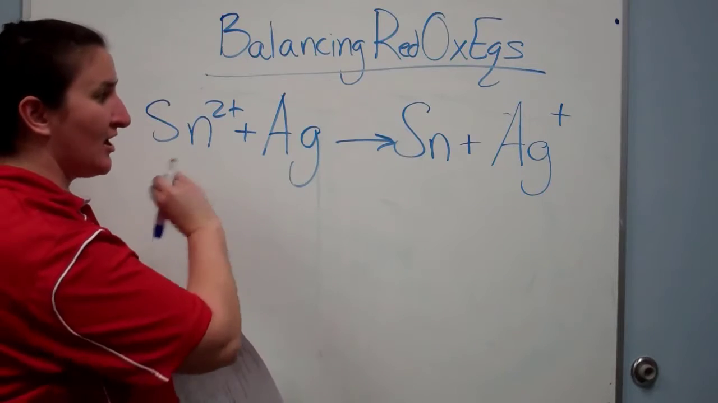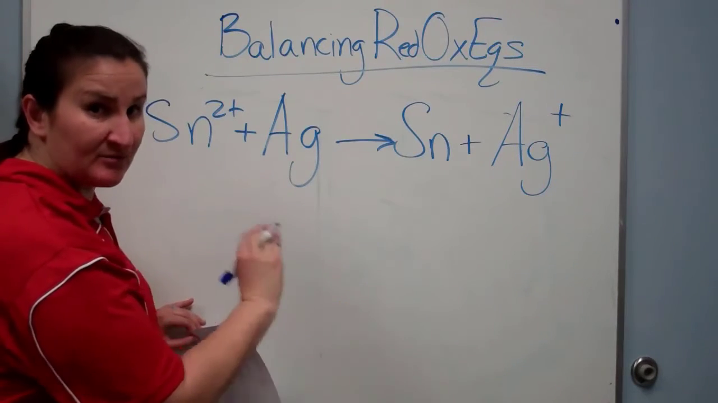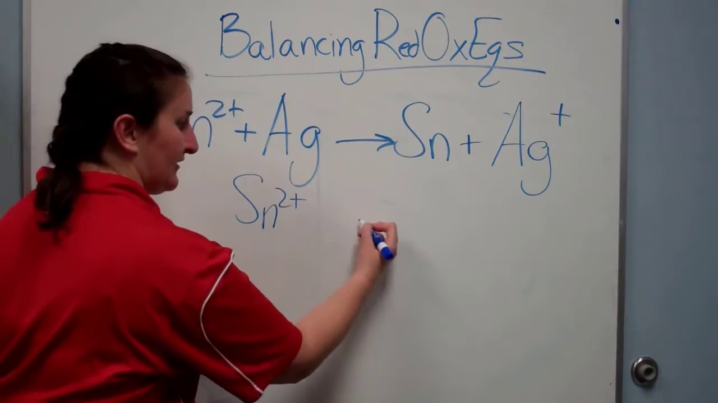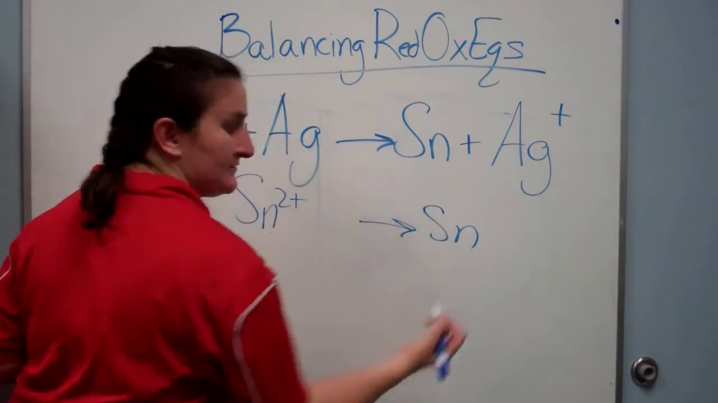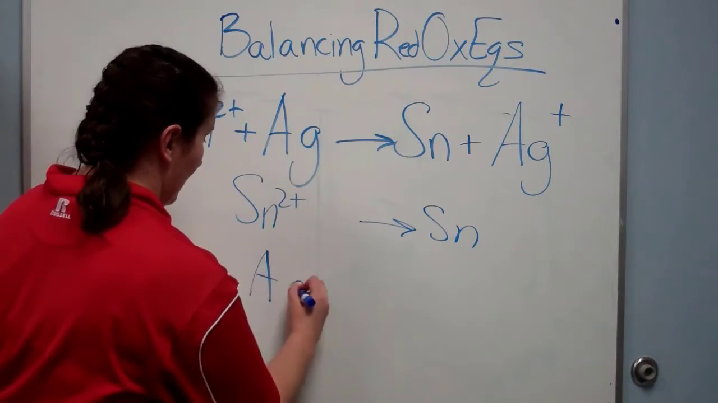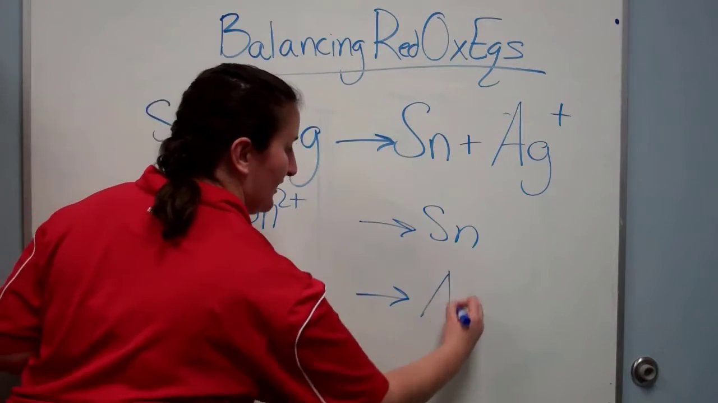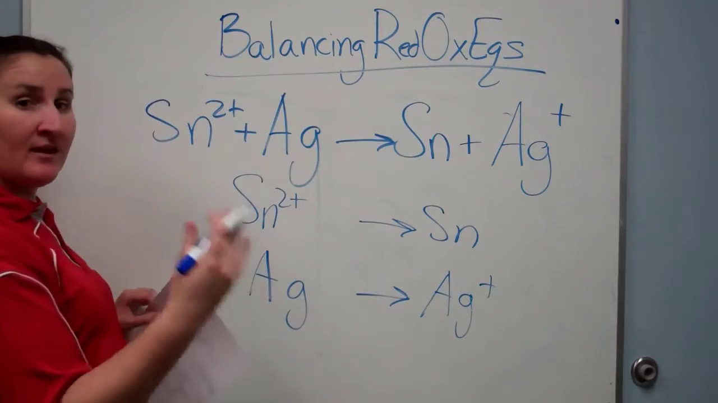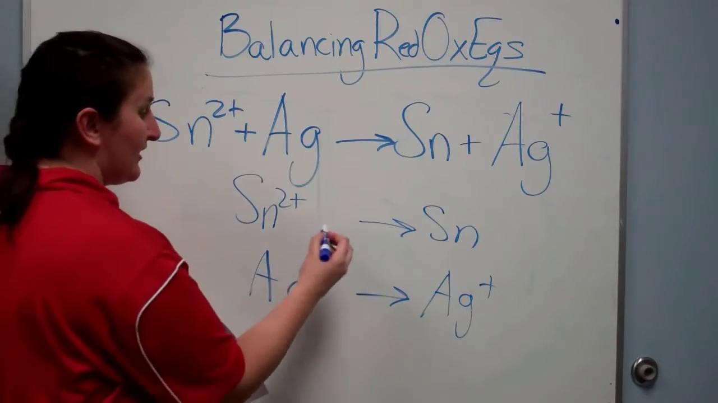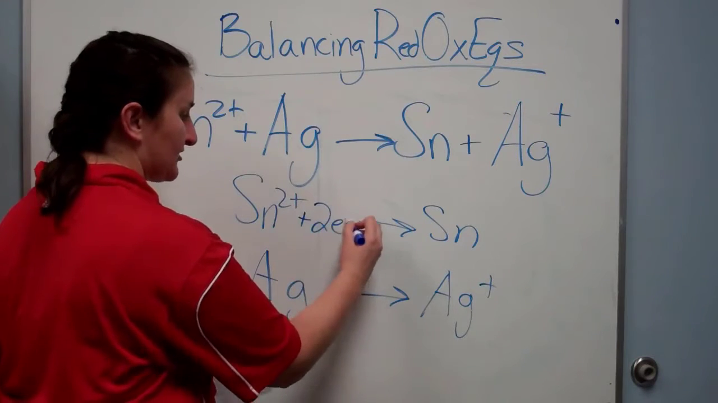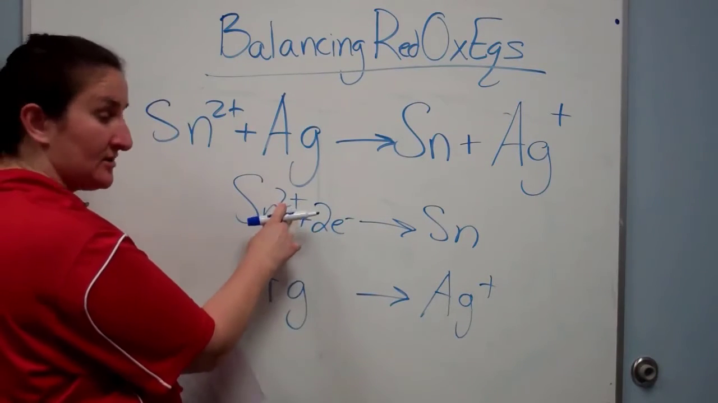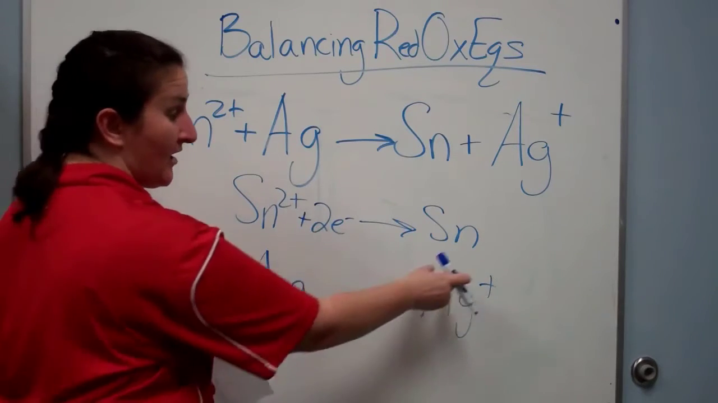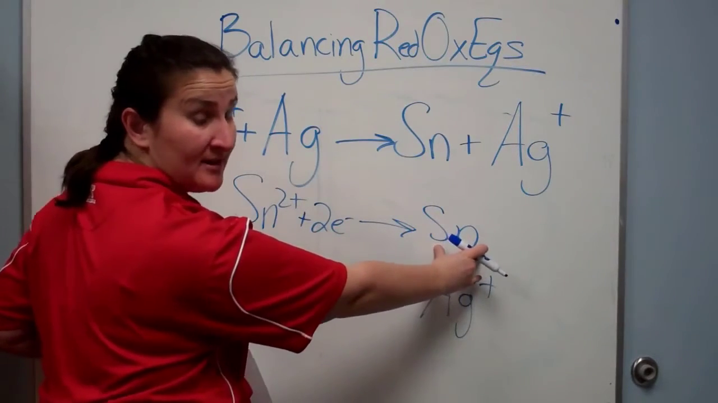So first we separate our species and write our two half reactions. So we have Sn2+ going to Sn, Ag going to Ag+, and now I need to figure out where my electrons need to go. So if I add electrons here, +2 electrons, and I chose 2 because of the charge, 2+ plus 2- gives me a total charge of 0, and the charge over here is 0, so I'm balanced.